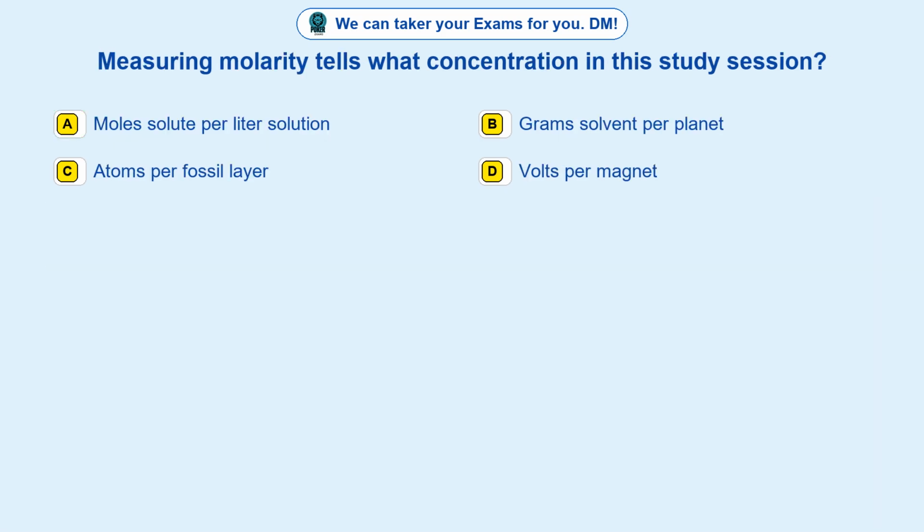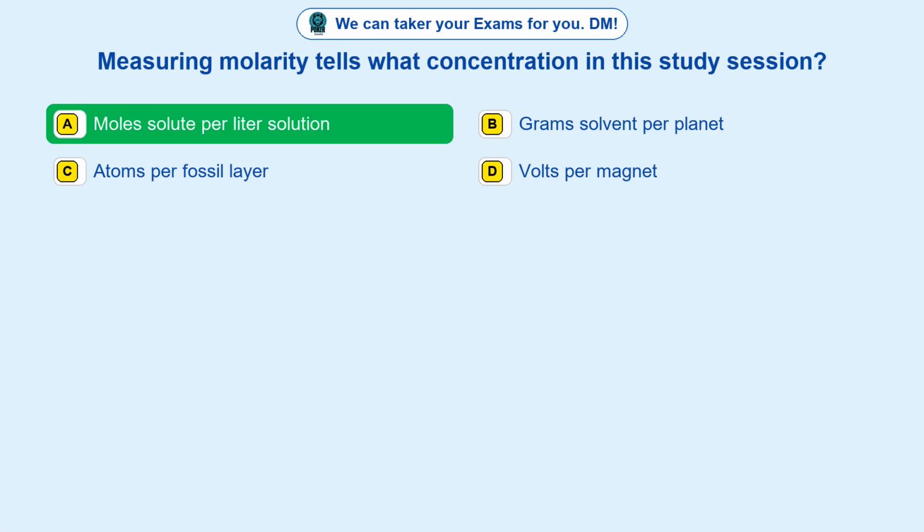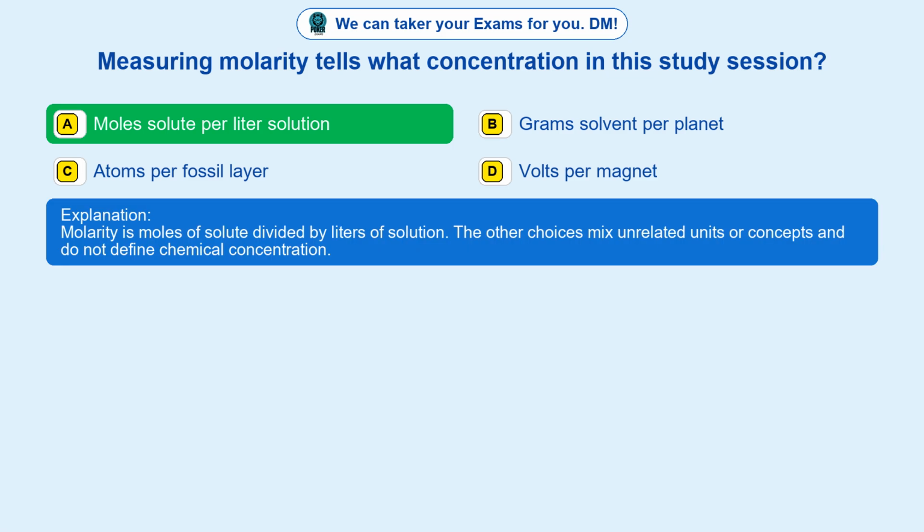Question 45. Measuring molarity tells what concentration in this study session? Option A, mole solute per liter solution. Option B, gram solvent per planet. Option C, atoms per fossil layer. Option D, volts per magnet. The correct answer is option A, mole solute per liter solution. Molarity is moles of solute divided by liters of solution. The other choices mix unrelated units or concepts and do not define chemical concentration.